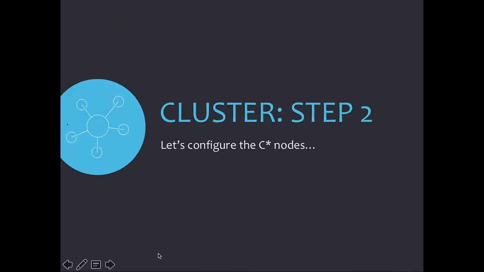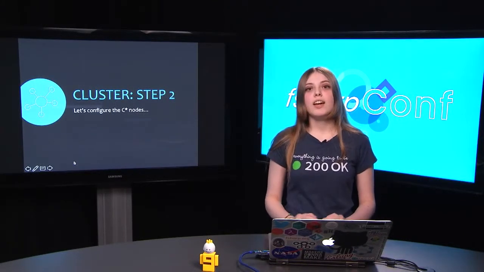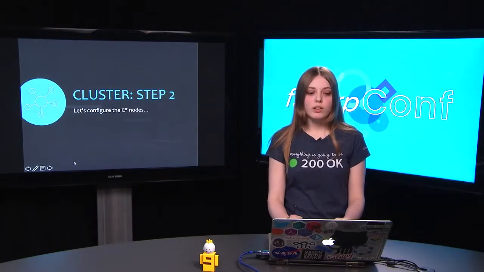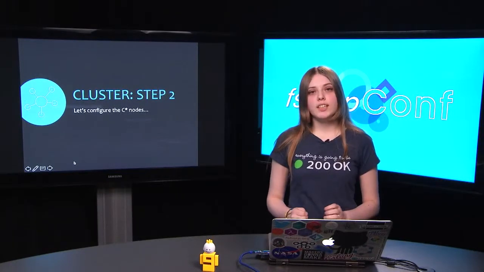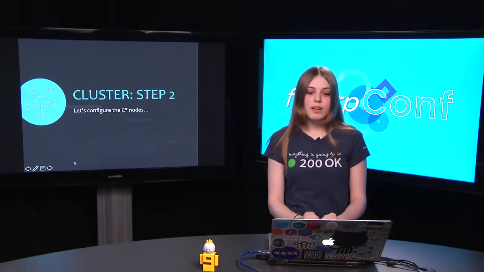So we're going to the next step. Now we want to configure Cassandra nodes. We want to check that everything is working correctly, and we want to look at the configuration file, which is the cassandra.yaml file. And to do this, I'm going to use a little trick.